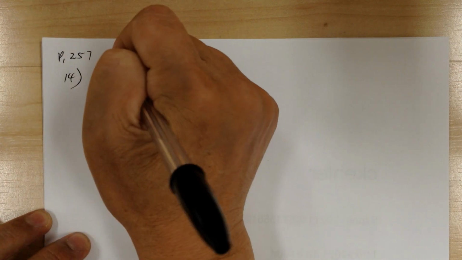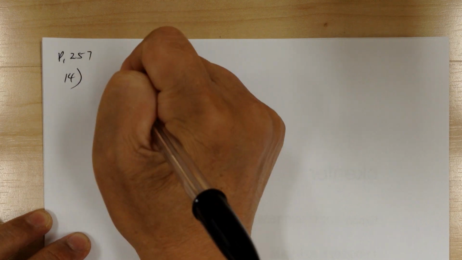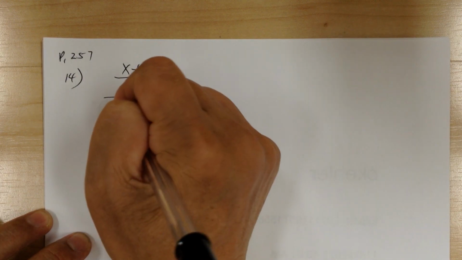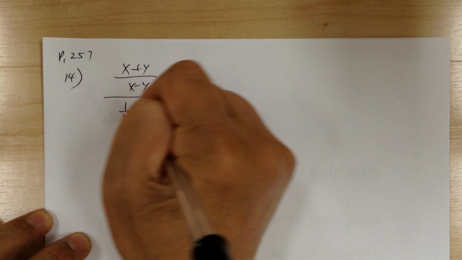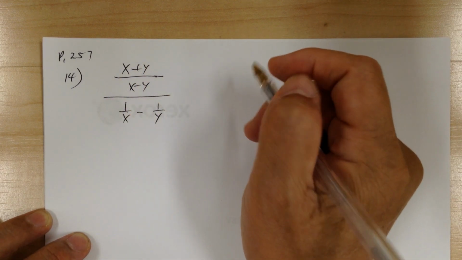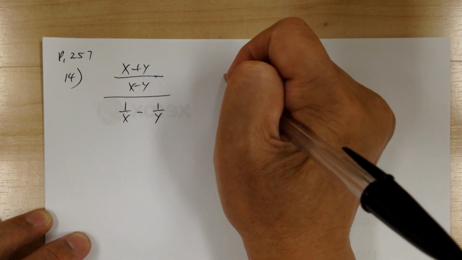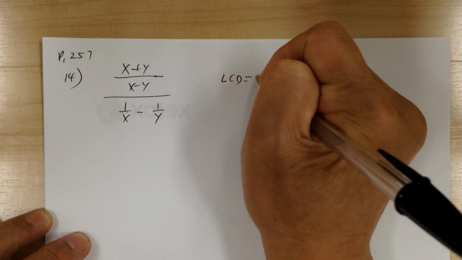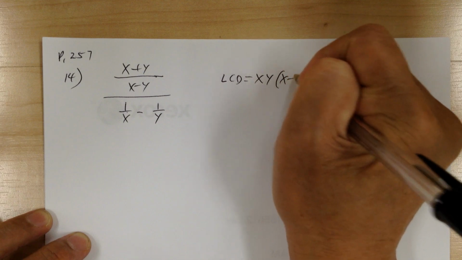Okay, number 14, you've got (x plus y over x minus y) over (1 over x minus 1 over y). So this is a complex fraction, so you have to multiply by the LCD. The LCD in this case would be x, y, and x minus y.